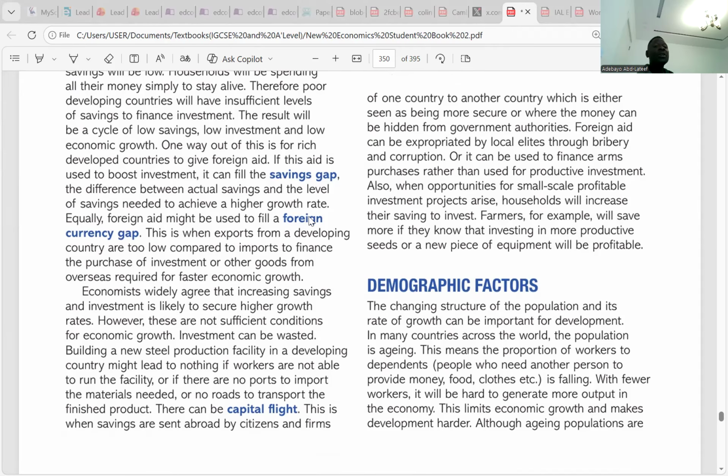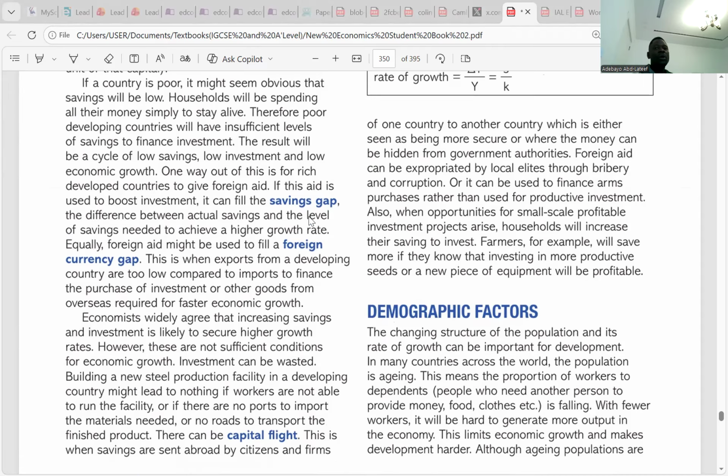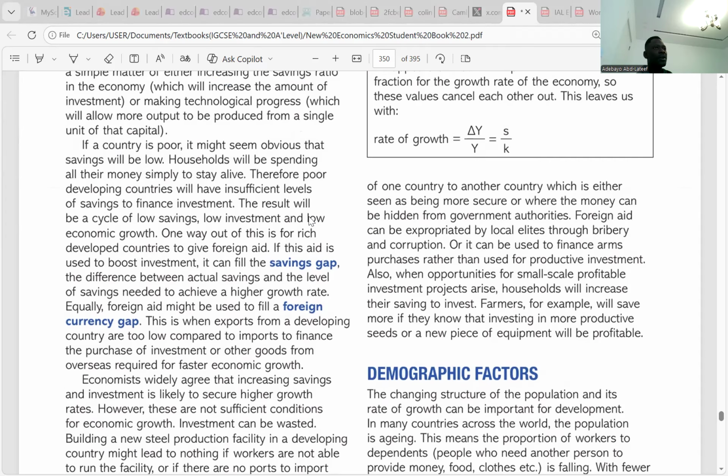And for you to increase your investment, the first thing you have to do is to save. And that is what Harrod-Domar is talking about. You save, then you invest, then after investment, you increase your output. And that is how economic growth would lead to economic development.